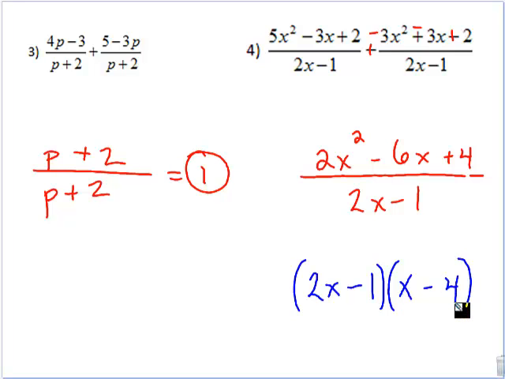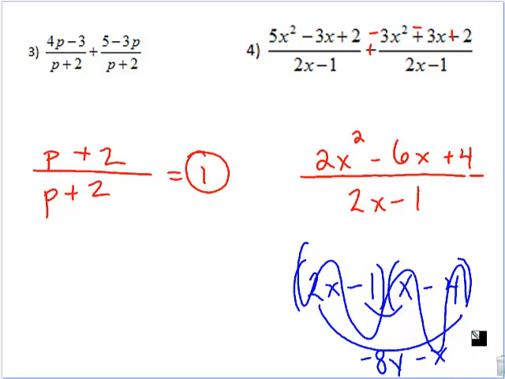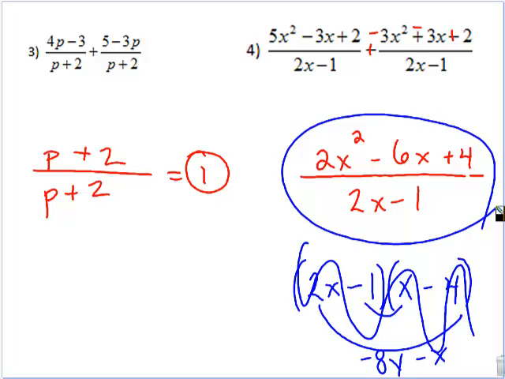So now let's check. The outside, 2 times negative 4, is negative 8x. And the inside is minus x. Does that give us a negative 6x? No. So that means it's not going to factor down to give us anything simplified. So that's our final answer.